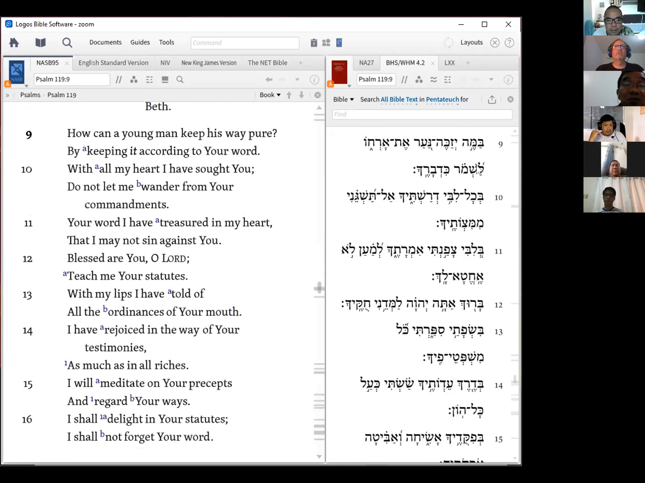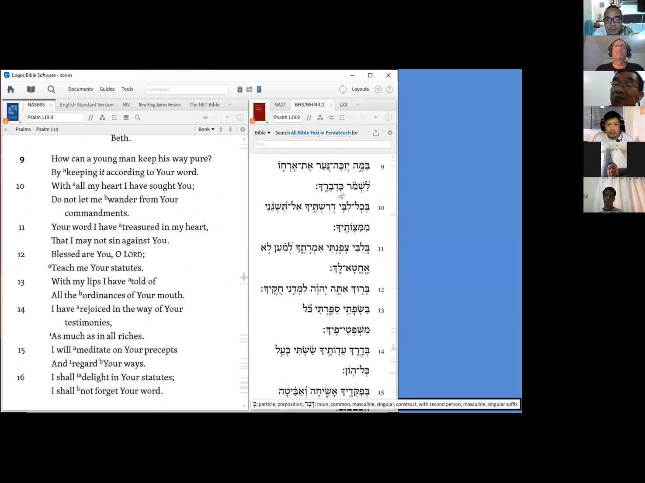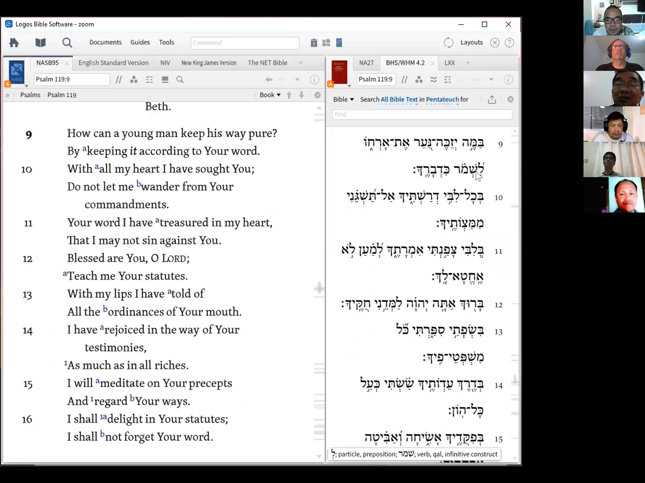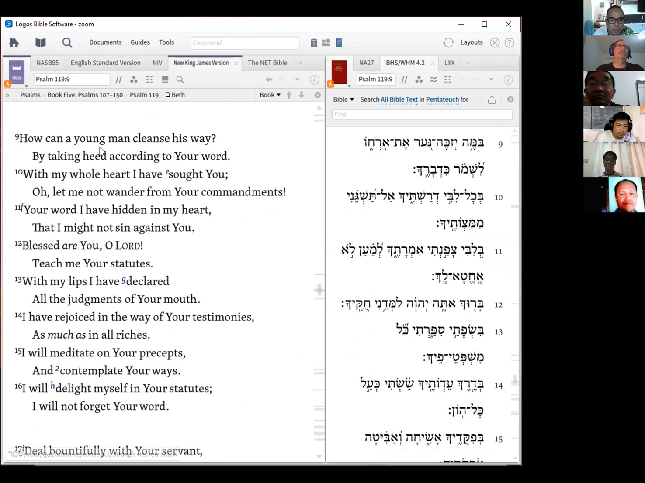So yeah, according to your word. Literally, it's to keep according to your word. To obey, basically. To listen according to your word. The it is just added by the translator to give it more clarity. But you can just have literally, by keeping or to keep according to your word. Basically, to obey according to what your word says. I think obeying would be a better one. What does the ESV say? Guarding. Oh, interesting. Taking heed. Yeah, I like that one better. Taking heed or obeying.